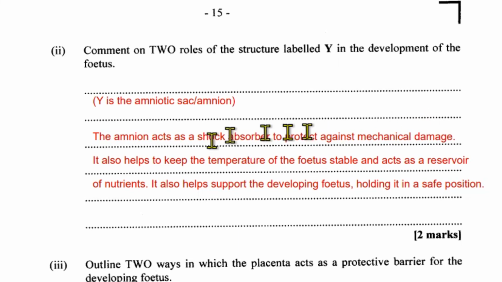But it's not just that, it also acts to keep the temperature of the fetus stable, because most of it is made out of water, and water has a high specific heat capacity. So it basically absorbs a lot of heat and prevents the baby from overheating. It also acts as a reservoir of nutrients, and it helps to support the developing fetus against gravity and holding it in a safe position. What it would also do is support the movement of limbs. The baby is basically swimming and limbs are developing, and it also engages the swallowing reflex in the fetus.